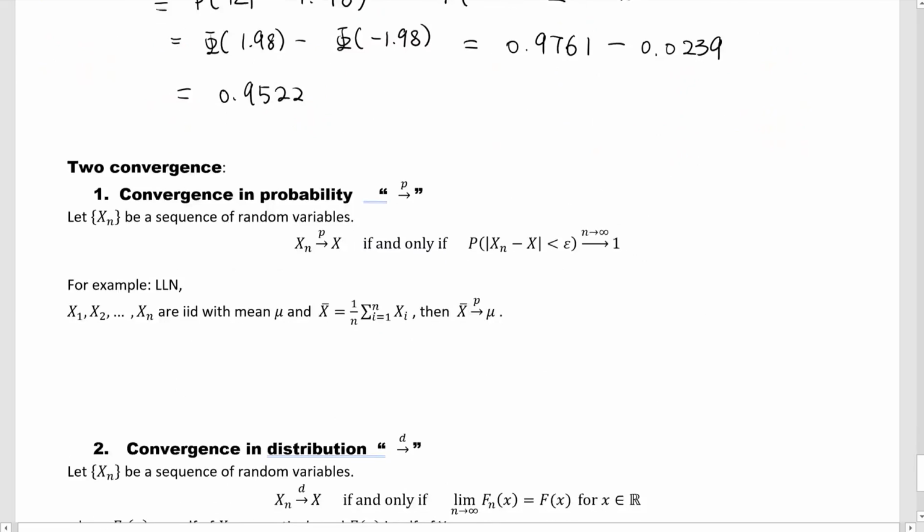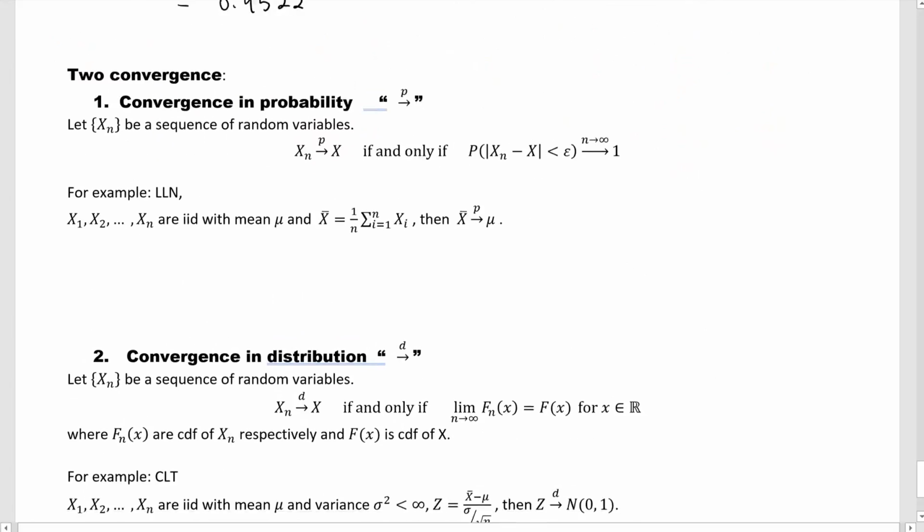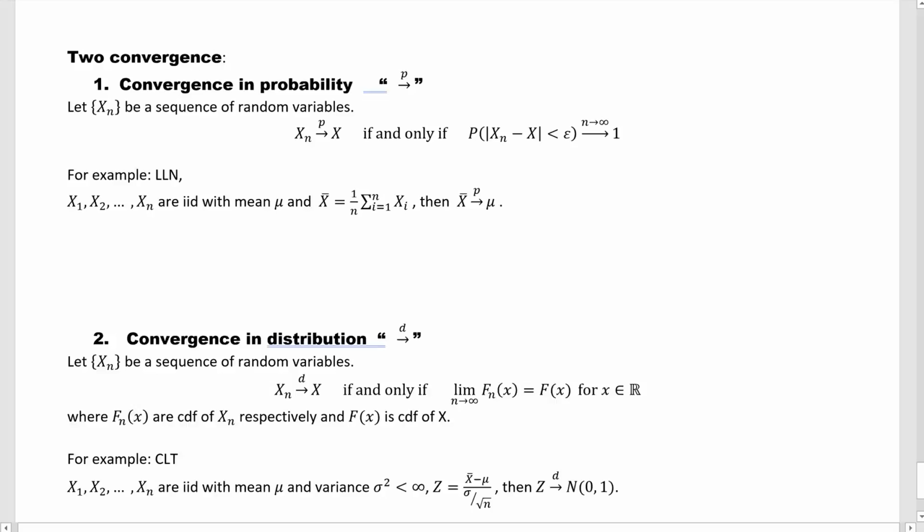All right, so in this session, we learned two important theorems, the law of large numbers and the central limit theorem. I want to show you that those two theorems cover different convergence. Okay, so here are the two convergences. Convergence in probability, and the second is convergence in distribution.